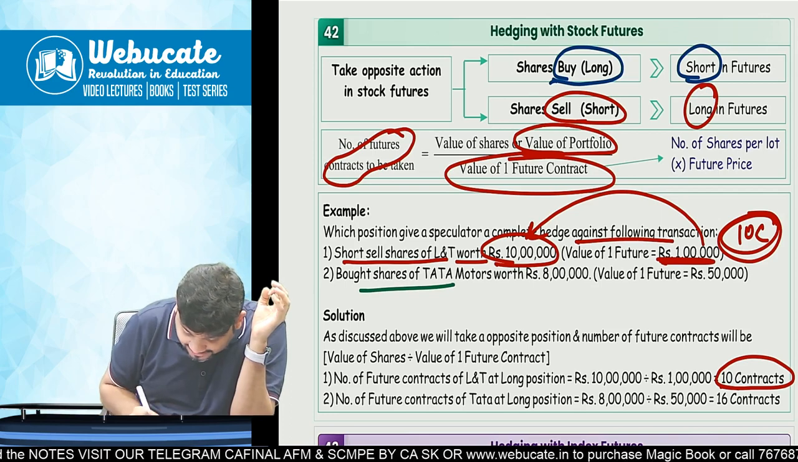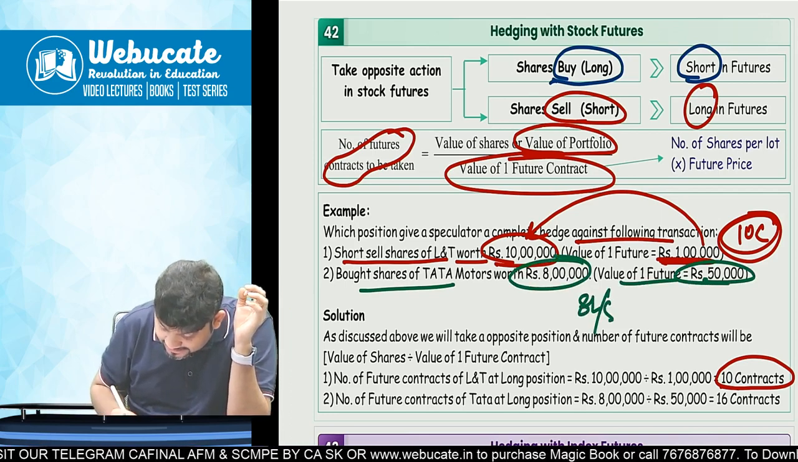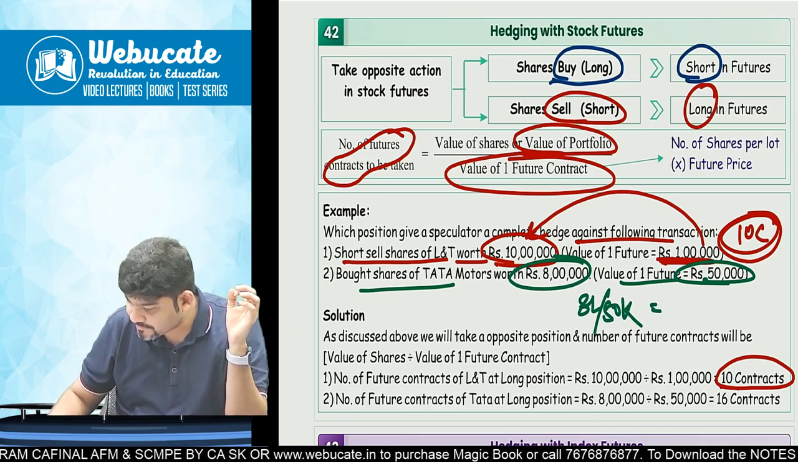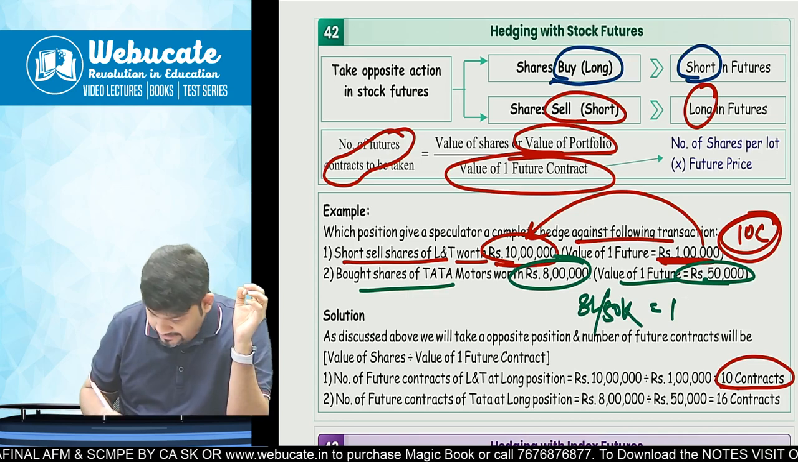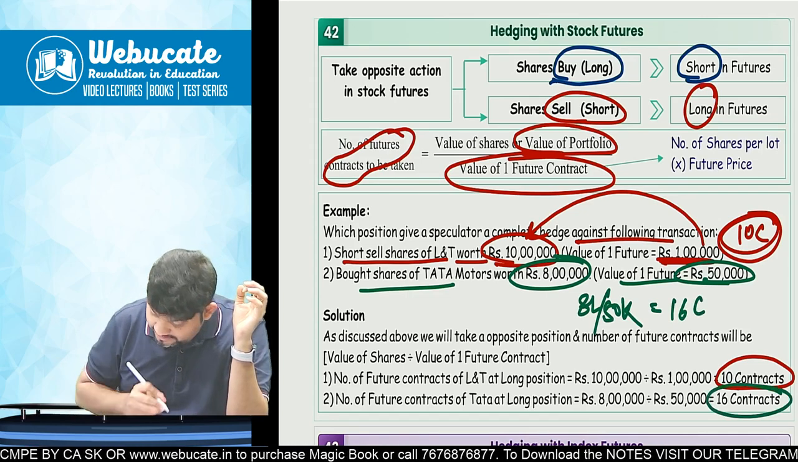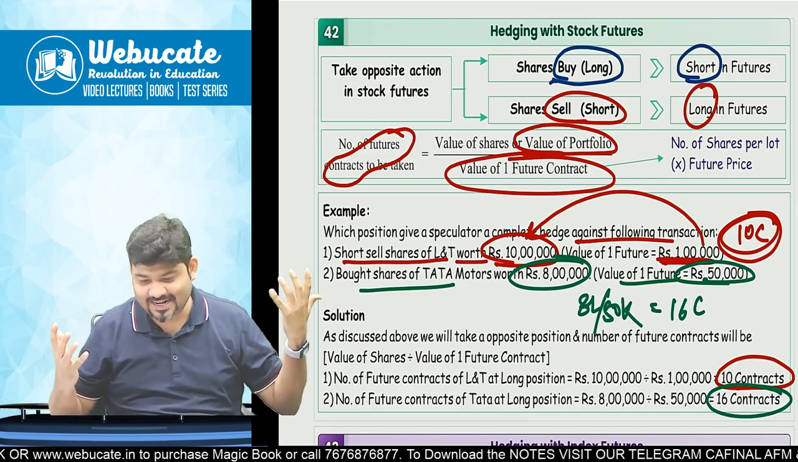Suppose you bought shares of Tata Motors worth rupees 8 lakh. The value of one future is 50,000. So 8 lakh divided by 50,000. How much will it be? Correct, it will be 16 contracts. Are we clear, everybody?